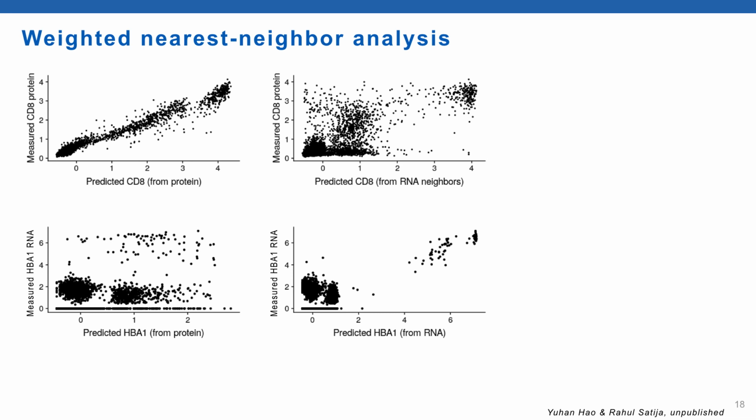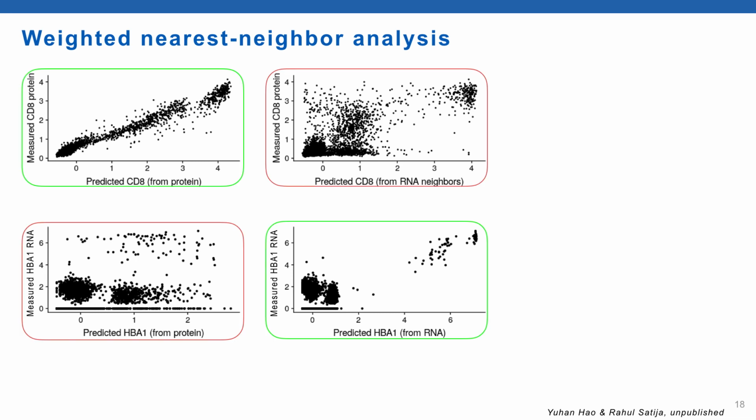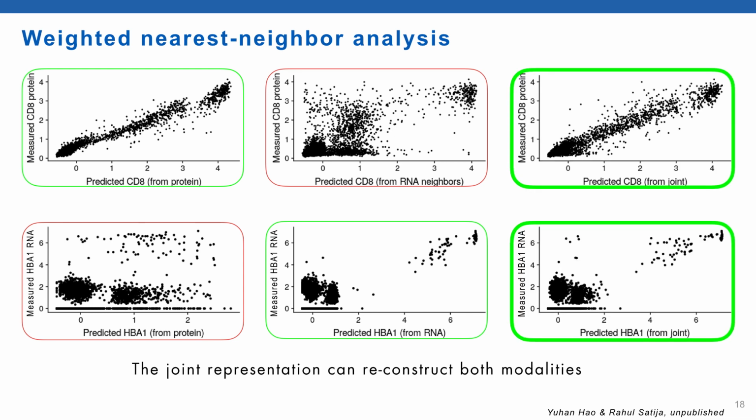So this is the same plots from the previous slide, again showing the CD8 protein predicted from protein for CD8, protein predicted from RNA, and the inverse for HPA. And again, the ones highlighted in green here show a nice prediction, a nice correlation between predicted and actual. The ones highlighted in red show where this falls down. But the joint reconstruction, pleasingly, can really reconstruct both modalities. And so this is hopefully giving you a flavor of how Rahul and Johan are doing this to do a more formalized joint clustering.